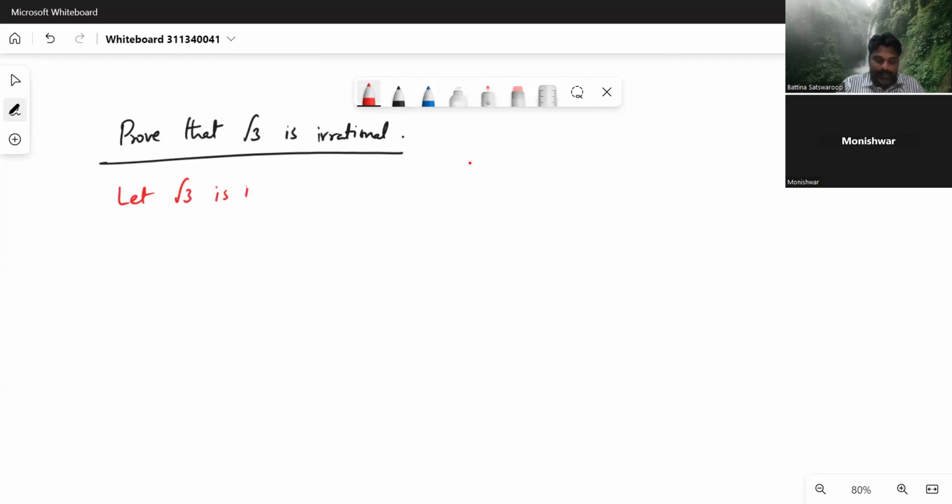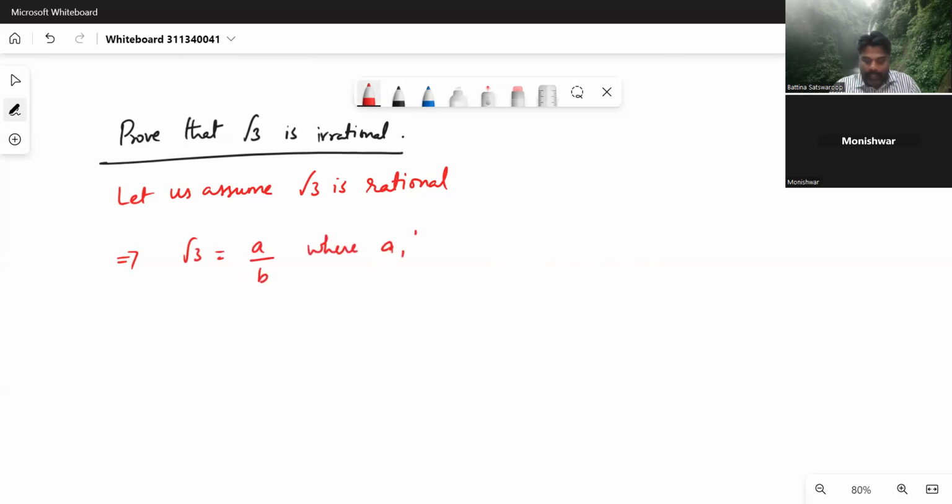root 3 is rational. Let us assume root 3 is rational. Innu detailed எழுதுறேன். Let us assume root 3 is rational. That will imply root 3 is equals to a by b, where a comma b are co-primes and b is not equal to 0.